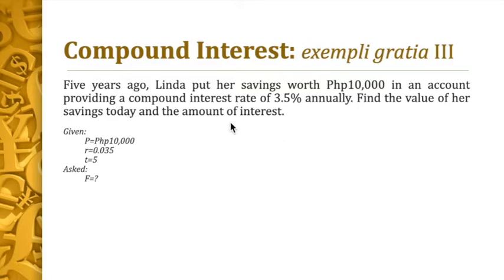And also, we are asked the amount of interest. So let's call that as I also. The same with our I in simple interest, but let's just put in our minds that this is the compound interest, not the simple interest, okay? So to have our solution, let's make use of the same formula that we have. And then we will substitute using our calculators. Let's do this. So 10,000 times, open parenthesis, 1 plus 0.035, close parenthesis, raised to 5.